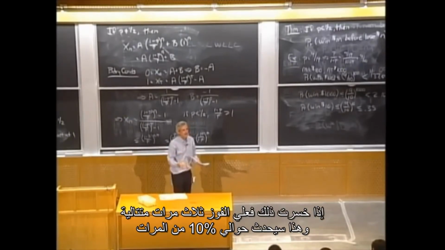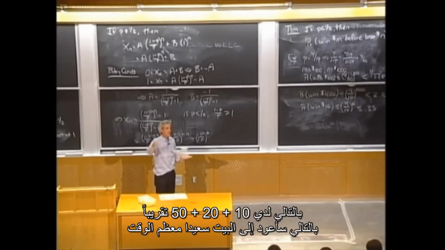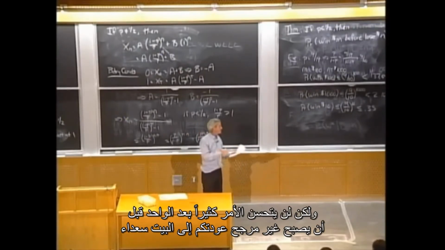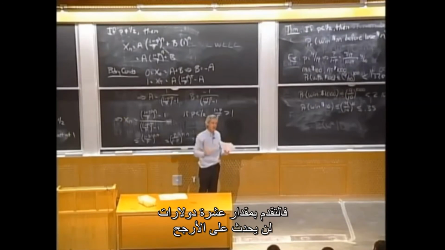If I lose that, oh, now I got to win 3 in a row. That'll happen around 10% of the time. So I got 10 plus 20 plus almost 50. Most of the time, I'm going to go home happy if I just have to get ahead by 1. But it doesn't take much more than 1 before you're not likely to go home happy. Getting ahead 10 is not going to happen, very likely.